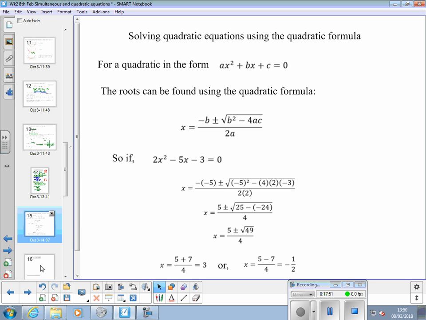However, sometimes they're difficult or impossible to find factors, and that's where the formula comes in. So, solving quadratic equations using the formula method. Quadratic standard form is ax squared plus bx plus c is equal to 0. The solutions can be found using the standard quadratic formula. We'll have formula sheets for the exam.